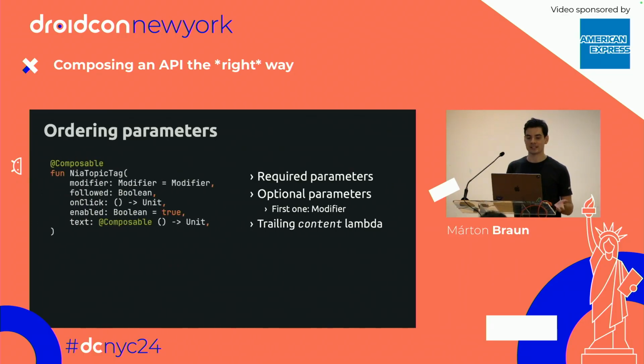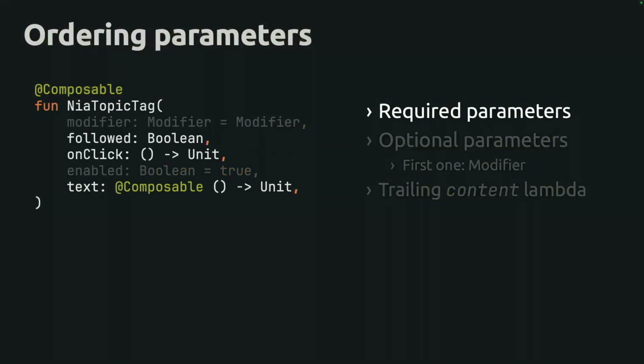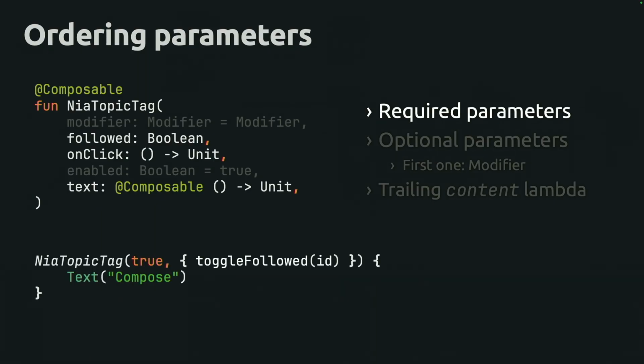So let's take an existing component and try to make sure that it fits the requirements of the guidelines. First, it should have the required parameters at the top of the parameter list. The reason why this guideline exists is that you want to be able to call the component with just its required parameters if you don't need additional customization. In this case, we have 3 required parameters, and we would like to be able to call this component by passing in that boolean and the 2 lambdas such as this.